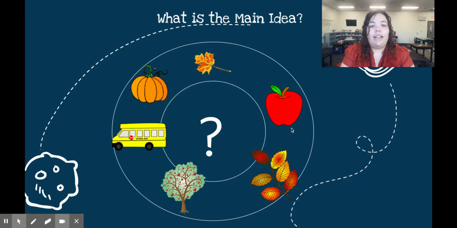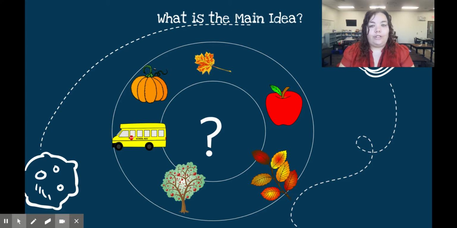So because there's apples and pumpkins and school and leaves, I'm kind of thinking that this is about going back to school, like in the fall. So maybe it's about the fall season.